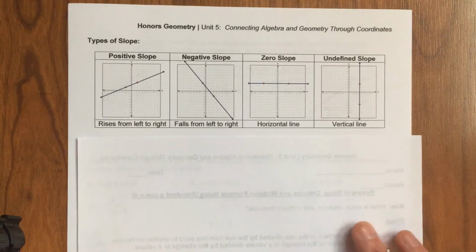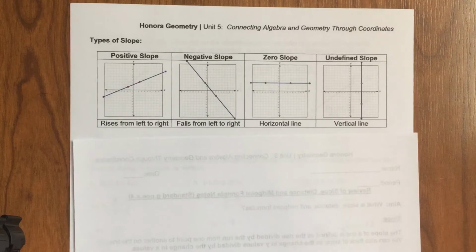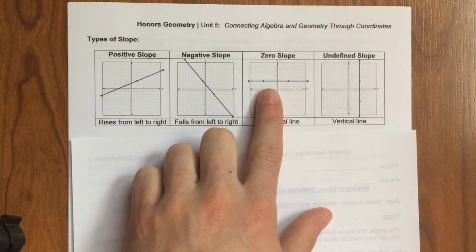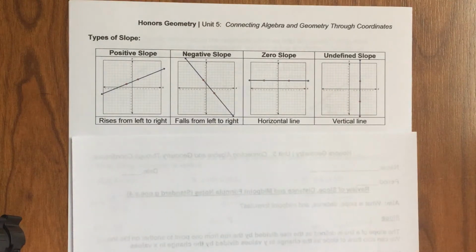Now, I will flip it like this. There are 4 types of slope, in terms of linear slope. We have positive slope, meaning the line is rising from left to right. Negative slope, the line is falling. Zero slope is an example when we have a horizontal line. And when we have a vertical line, we call that slope undefined.